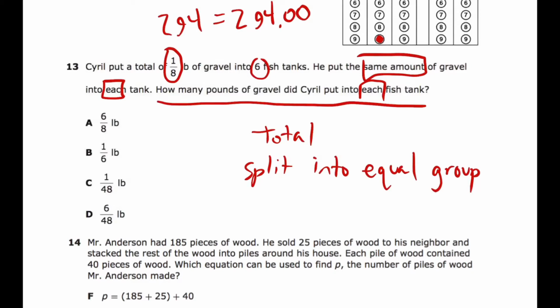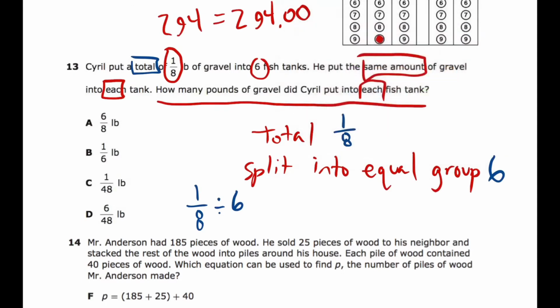The hard part is what's the total amount? Well, it tells us here. Total of 1/8, split into 6 equal groups. That's going to give me 1/8 divided by 6. Two strategies: I could use my 5th grade strategy, start with a fraction, end with a fraction, or I could use my keep, change, flip.